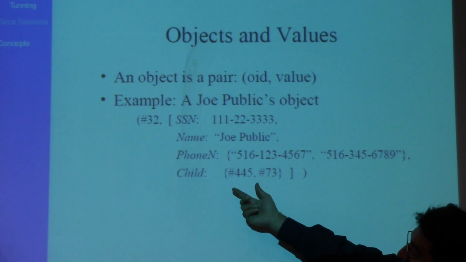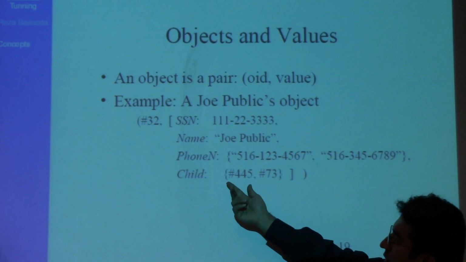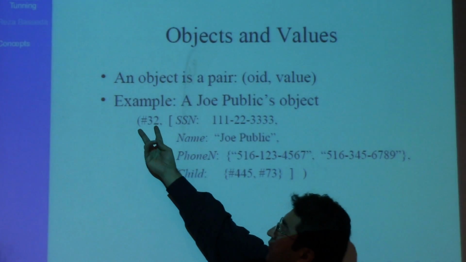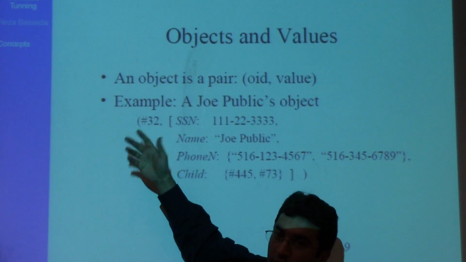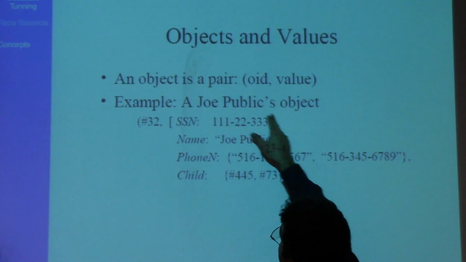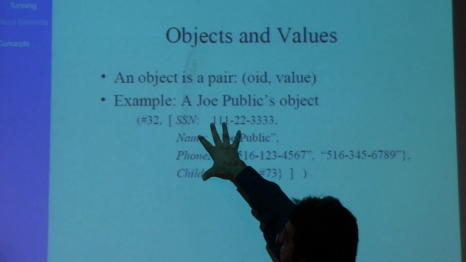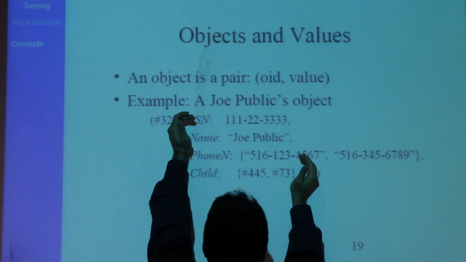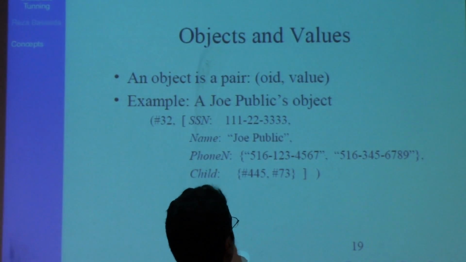and he had two children. One is this number and the other one is this number. His object ID is a number that you probably cannot see, it's underlined. The rest is a value. The whole thing is a value. We'll talk about one value. But just think about this as a single value, but with different tuples.